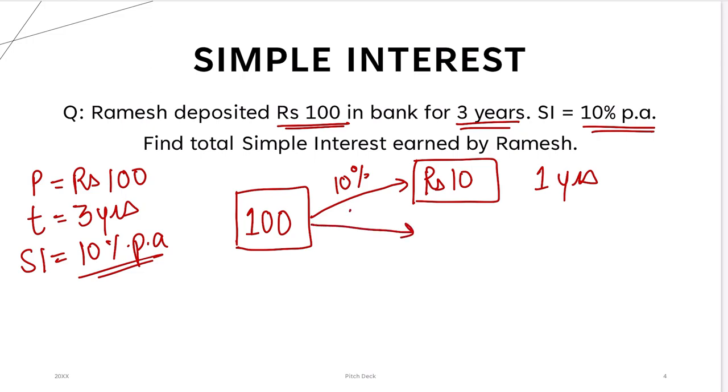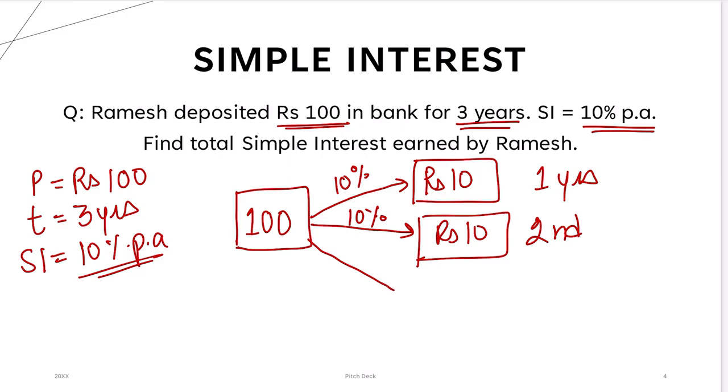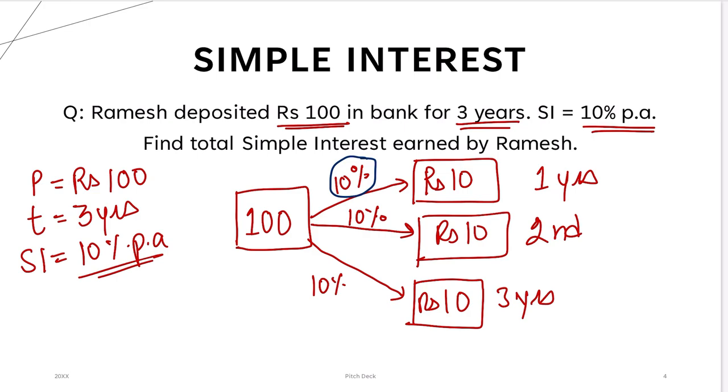After the second year, how much money will he get back? Again 10% of the original principal, that is again 10 rupees. This is the second year. In the third year, how much will he get back? 10% of the principal, rupees 10. Third year. So every time he is getting 10% of what? Original principal. So every year he gets 10% of 100 rupees into his account.